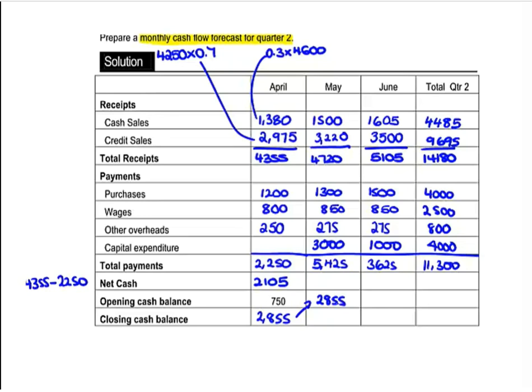However, the net cash position is not quite so healthy in May because of the purchase of that fixed asset, that capital expenditure. So here we've got a net position of minus 705. So that's going to reduce down the amount of cash that we've got at the end of the period to 2,150.